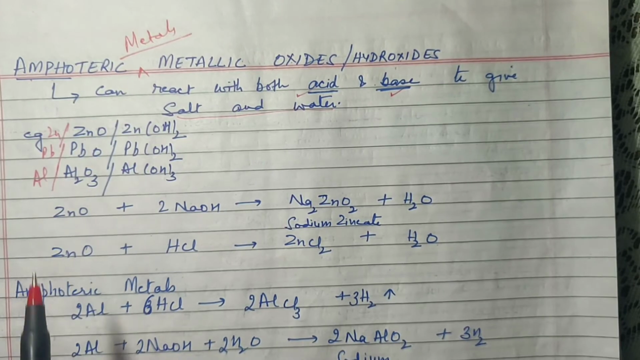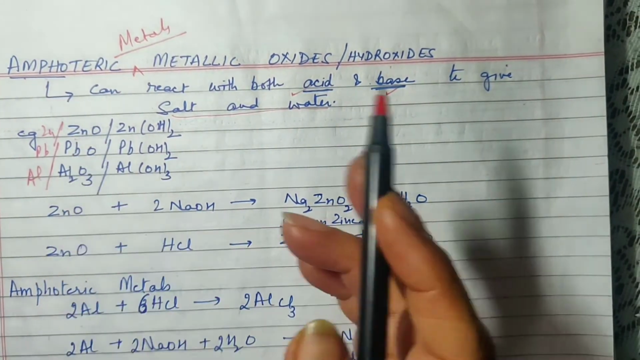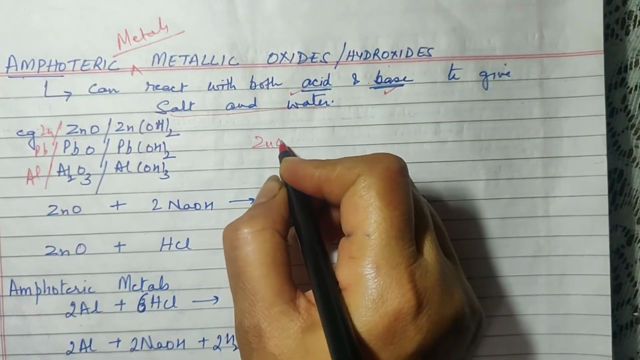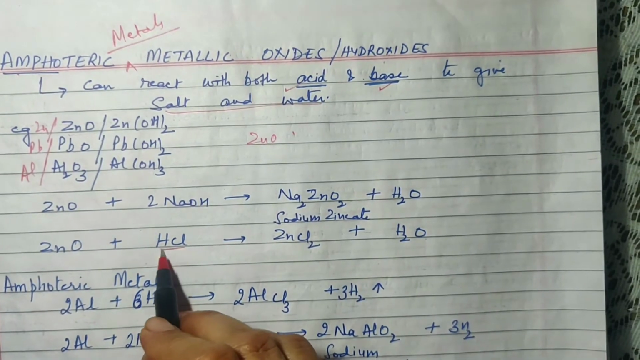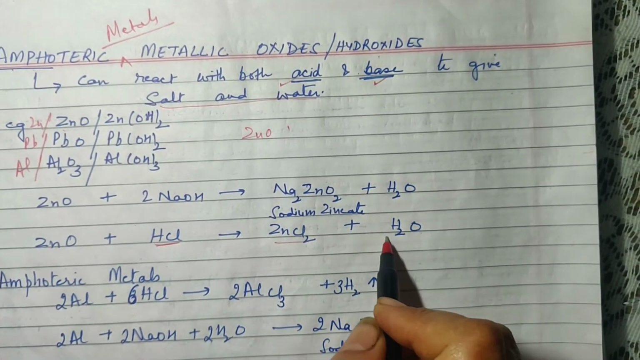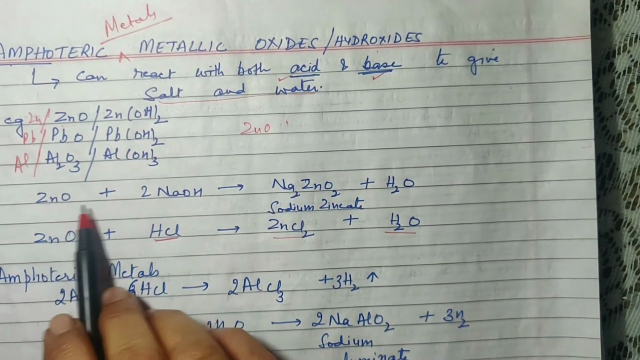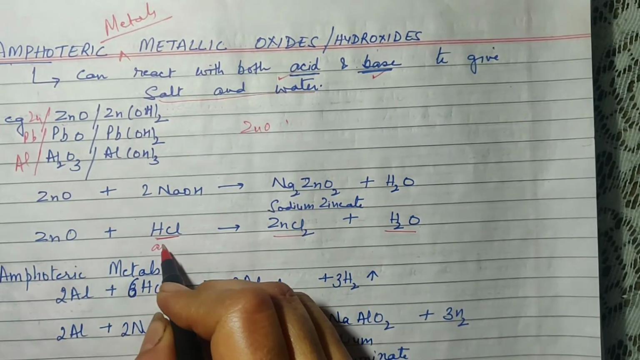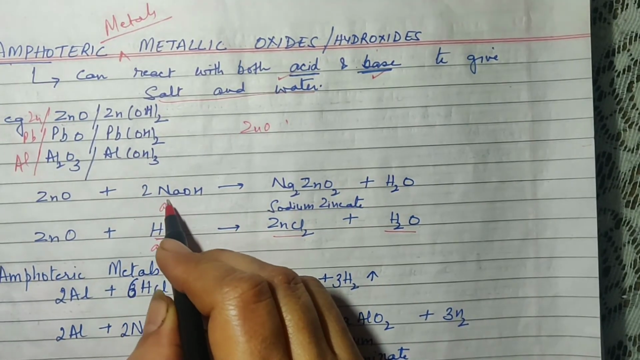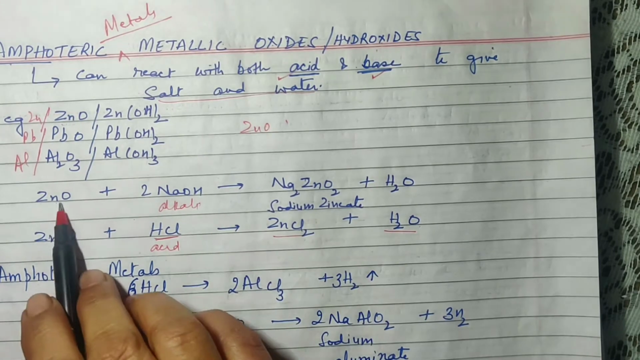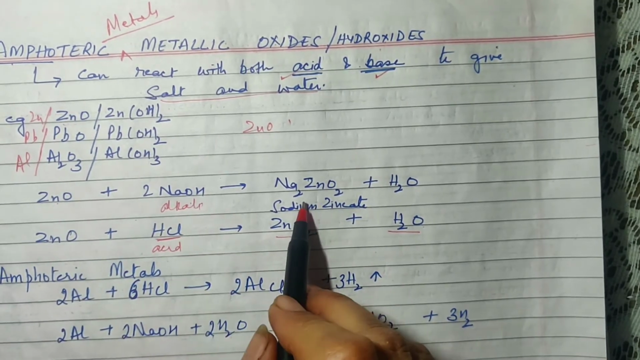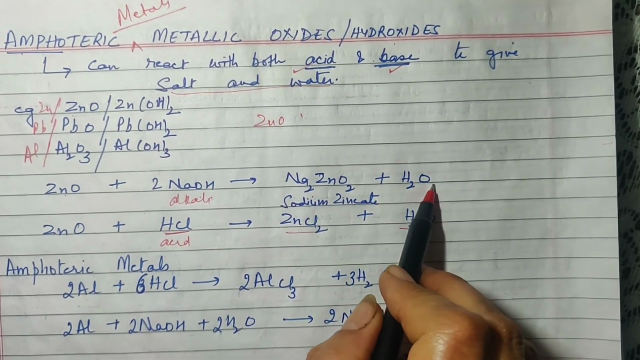Now, in order to show you zinc oxide, for example, zinc oxide can react with HCl and form zinc chloride and water. Zinc oxide can also react with an alkali. This is an acid and this is an alkali. So it can react with an alkali also and form sodium zincate and water.